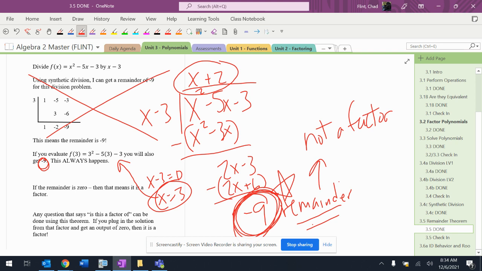All right, if there's a remainder, not a factor. If there's not a remainder, meaning the 0, then it is a factor. Really, really simple. When you get asked this question, make sure you solve it for 0, plug that in.